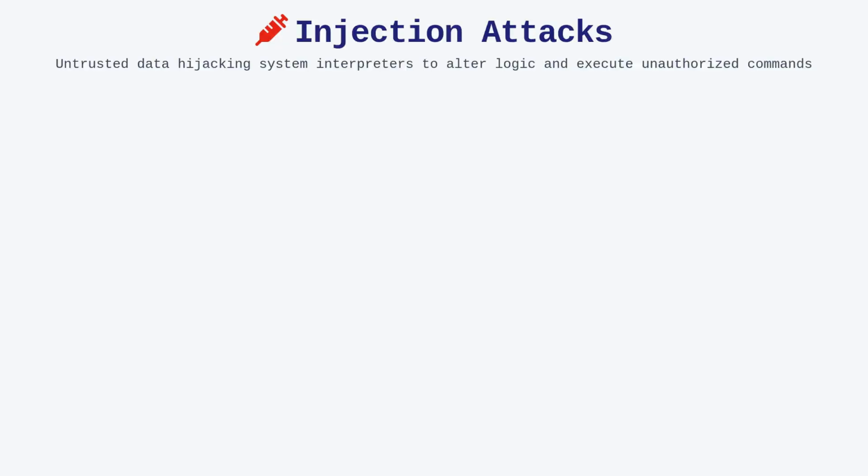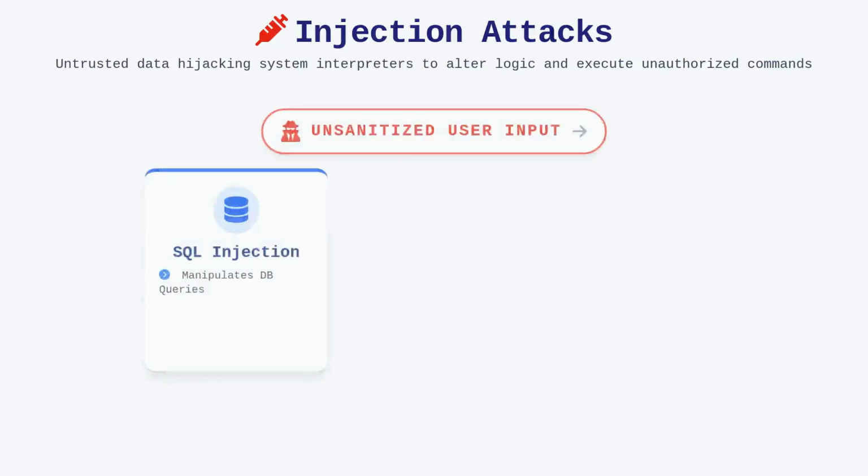Injection attacks remain a persistent class of vulnerability where untrusted data is sent to an interpreter as part of a command or query. In the context of SQL injection, an attacker manipulates database queries by supplying specifically crafted input that alters the logic of the original statement. This can lead to unauthorized data disclosure, data modification, or even full administrative control over the underlying database server.